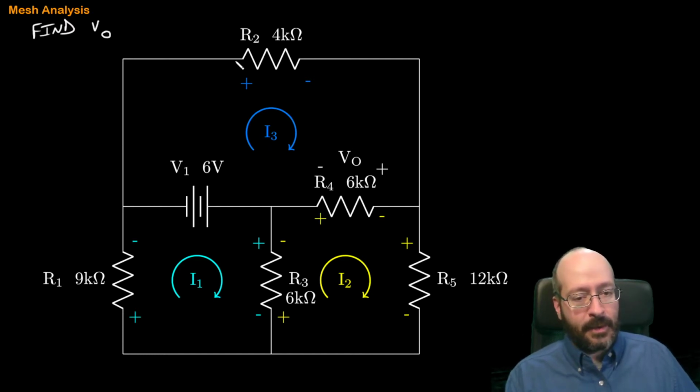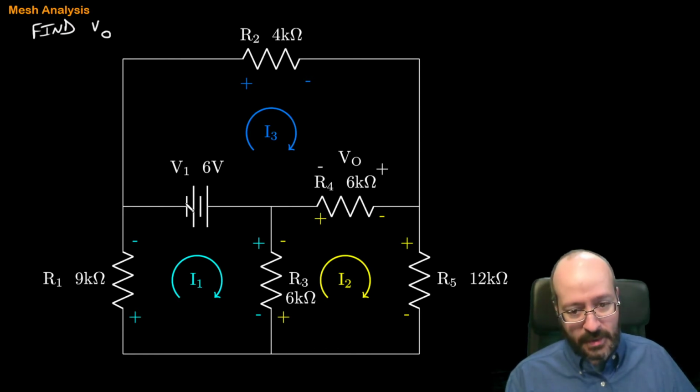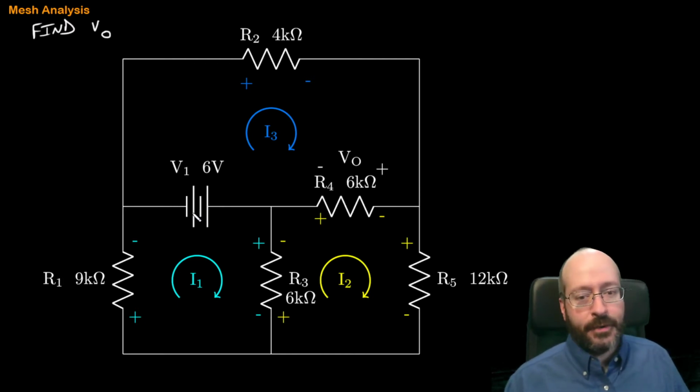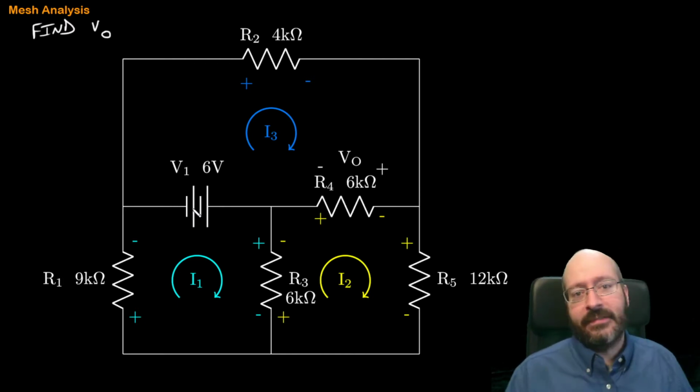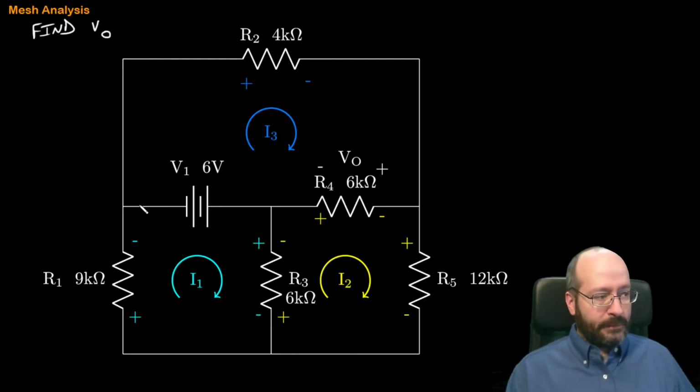Coming up here, I'm going clockwise again. I'm moving around this direction, and plus and minus for that passive element, and plus and minus for that passive element. Again, this is active, so it's always going to be positive on the long bar, negative on the short bar. Doesn't matter which mesh you're approaching it from. Its whole purpose in life is to create a 6-volt differential between the 2 terminals. This one's going to be 6 volts above this one.